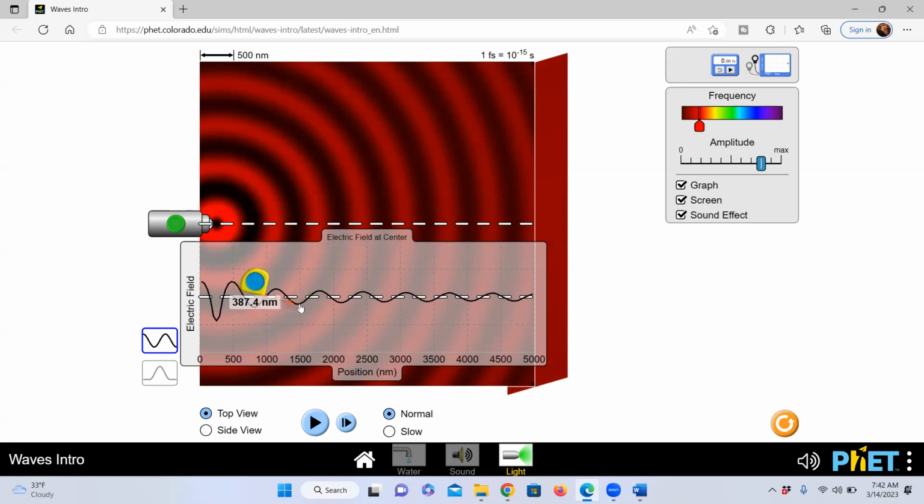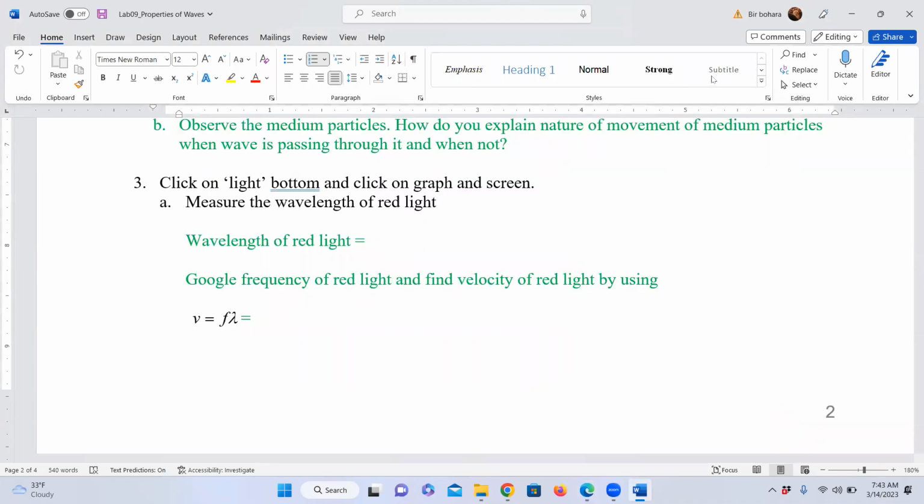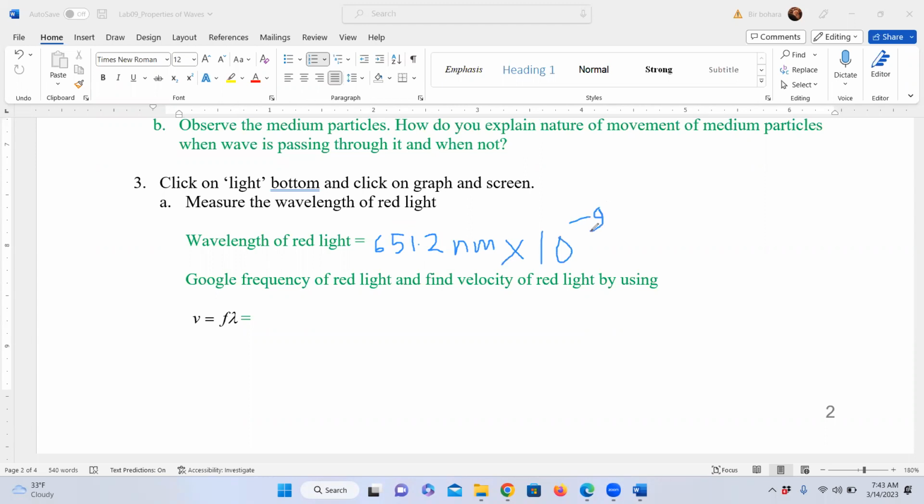Okay, so here, right, is 651.2 nanometer. Write it down, wavelength of wave 651.2 nanometer. So you have to convert this into meter by simply multiplying by 10 power negative 9. Now it becomes in meter, right? We need it in the SI system.